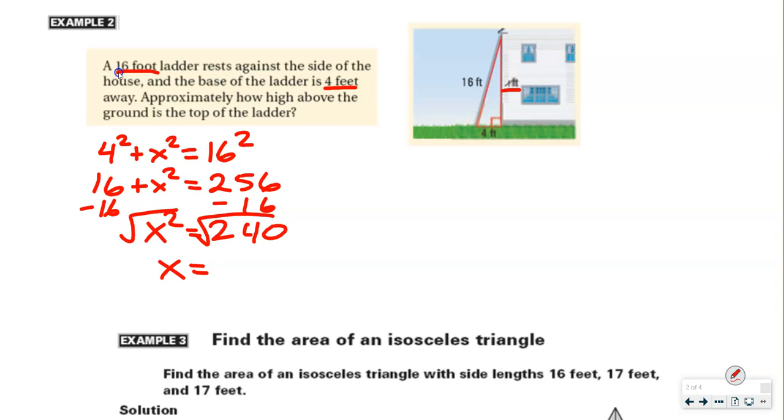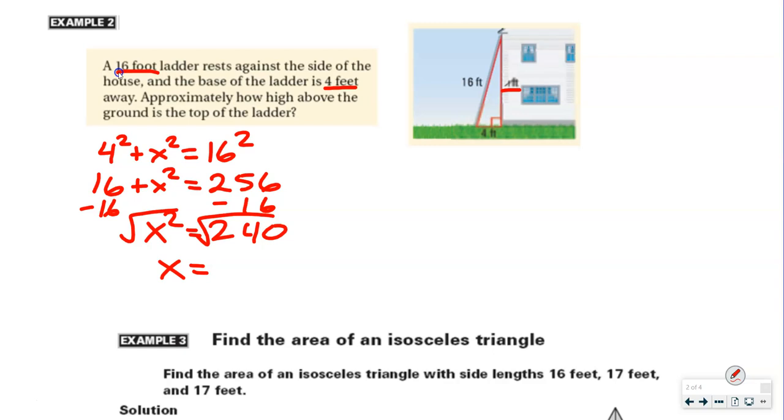Since our question did say approximately, that means we can use some decimals here. So we don't need to simplify square root of 240. We can punch this straight into our calculator since it says approximately. So if you punch in the square root of 240, we get 15.49193338, and there's probably a bunch of numbers after that also.